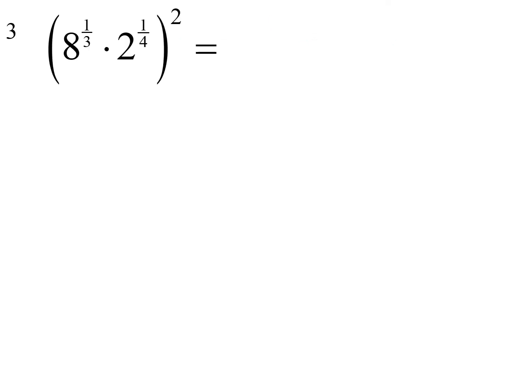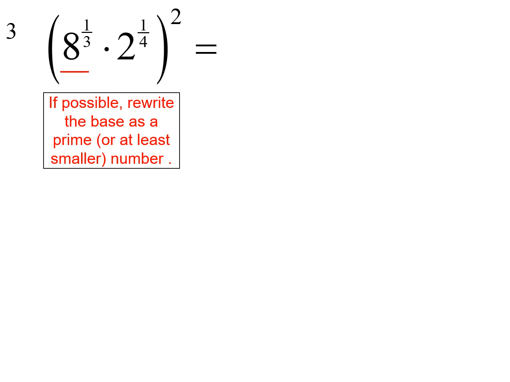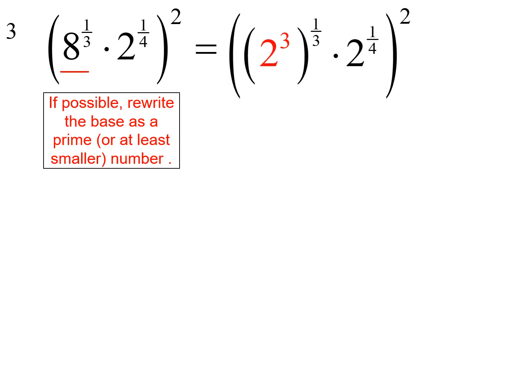Example number 3. We have an expression on the inside being raised to the 2nd power. And what I noticed is that my nth roots are both different. So we're going to try to rewrite 8. Anytime you can, if it's possible, please rewrite it as a smaller number or a prime. So 8 is the same as 2 to the 3rd power, all raised to the 1/3 power, times 2 to the 1/4 to the 2nd power.